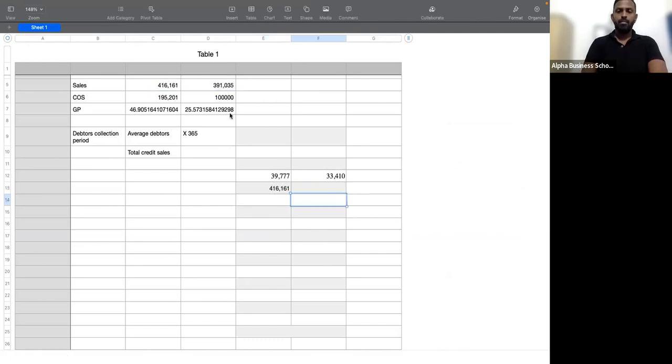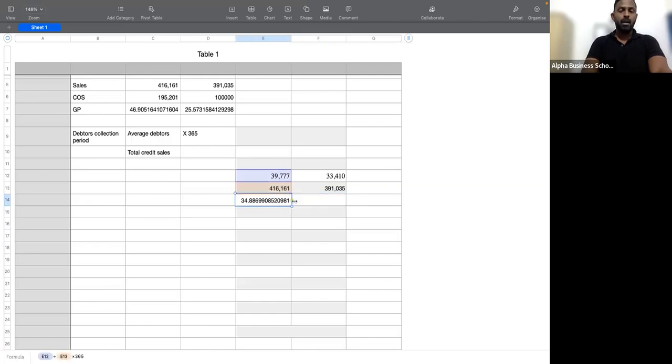And then I compute the debtors collection period. So hope you guys remember the formula now. I take $39,000 divided by total credit sales, multiplied by 365, which gives me 34 days, or 35 days. On average, Apple's debtors take 35 days to make the payment.